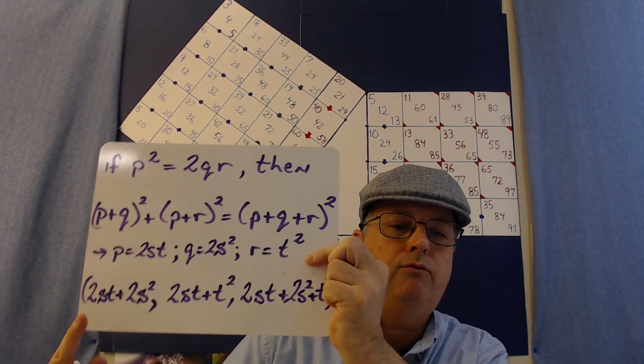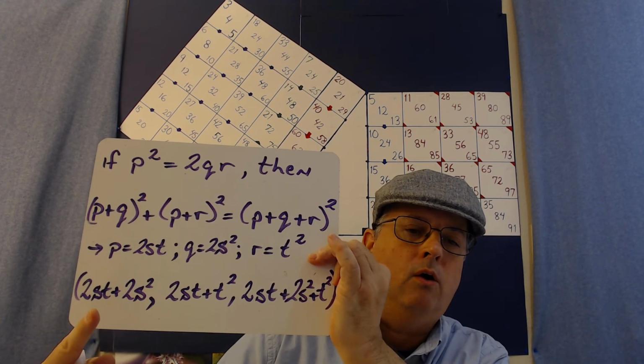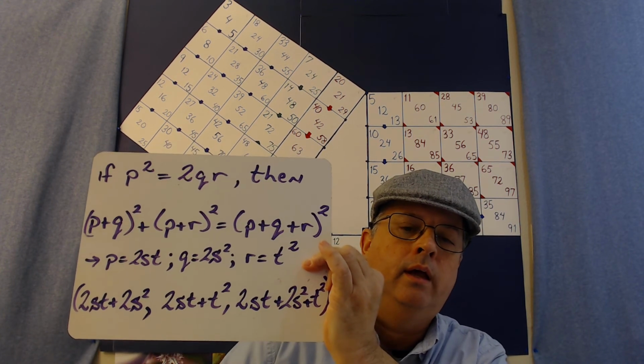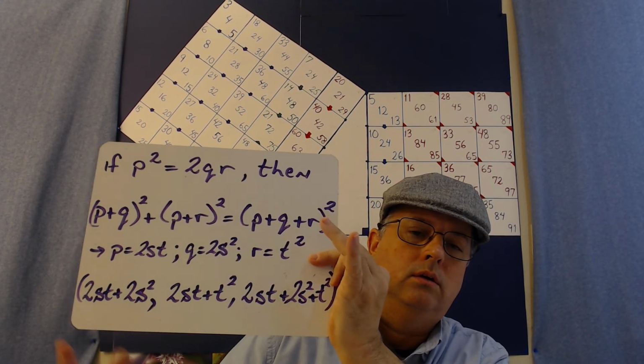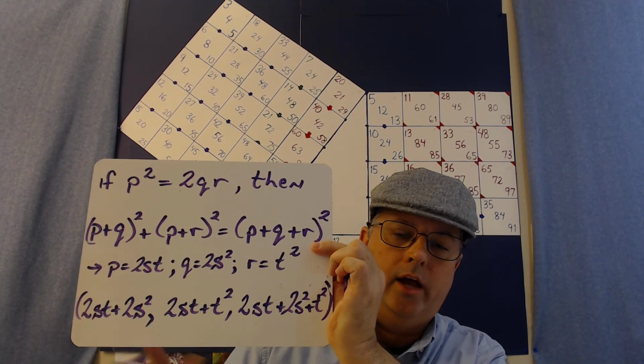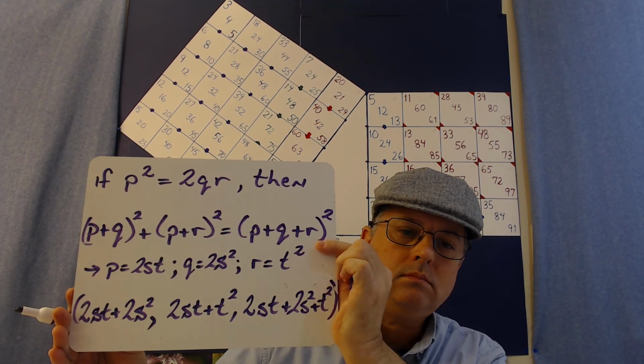And now we have a formula that generates Pythagorean triples. And all you have to do is choose two values, s and t, and arrange them in this fashion here, and you will generate Pythagorean triples, as we showed in the previous video. And so that's how this formula came about.